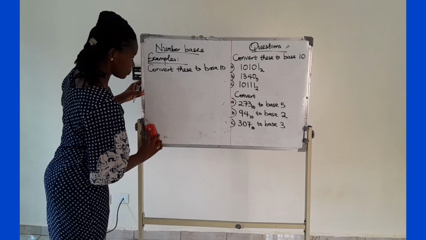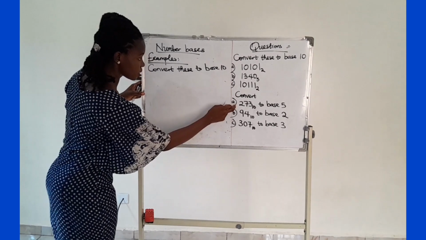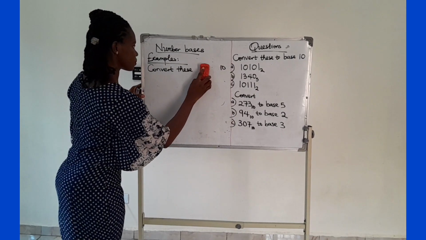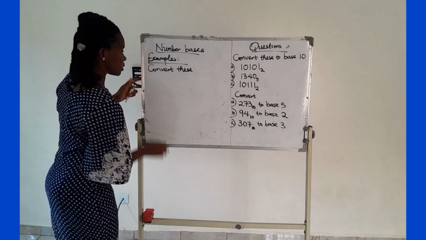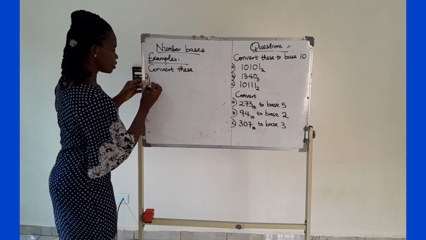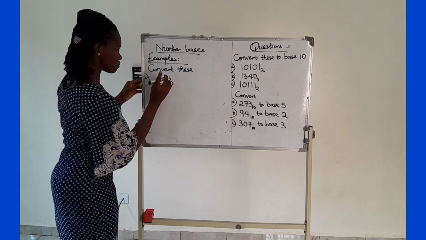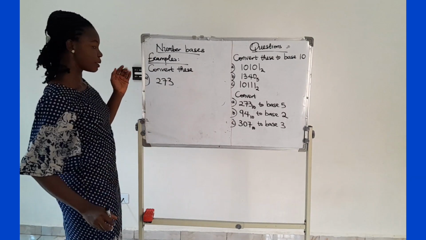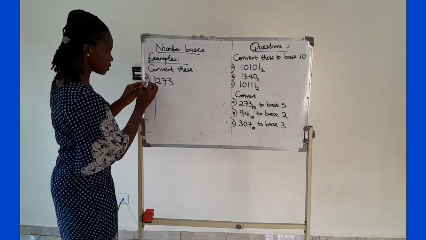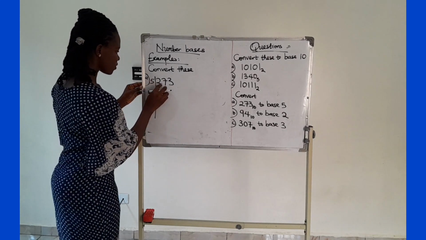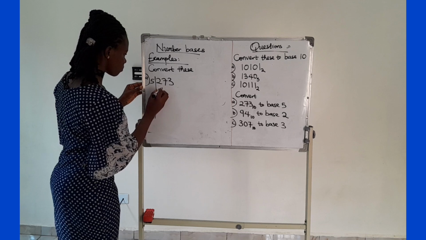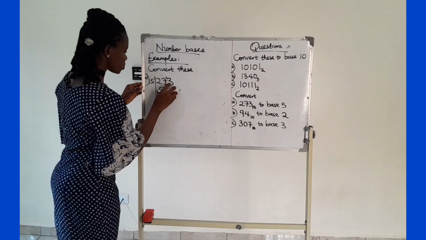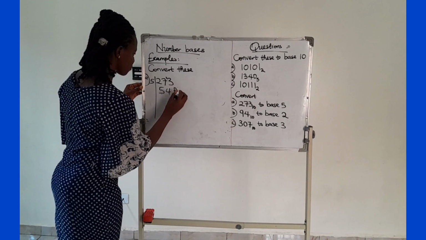Okay, like I said, I'm going to do this and you try this one. So I'm going to convert 273 base 10 to base 5. Anytime we're moving from base 10 to another base, we use what we call the line method. So this is my line method, base 5. 5 divided into 27 is 5, remainder 2, you put that 2 beside the 3, which is 23. 5 in 23 is 4, remainder 3.